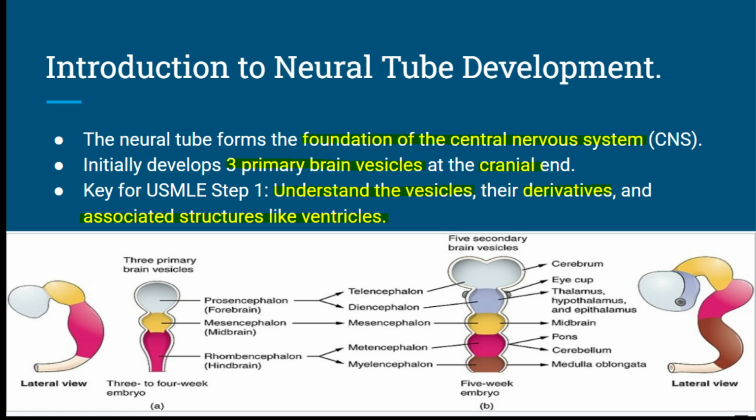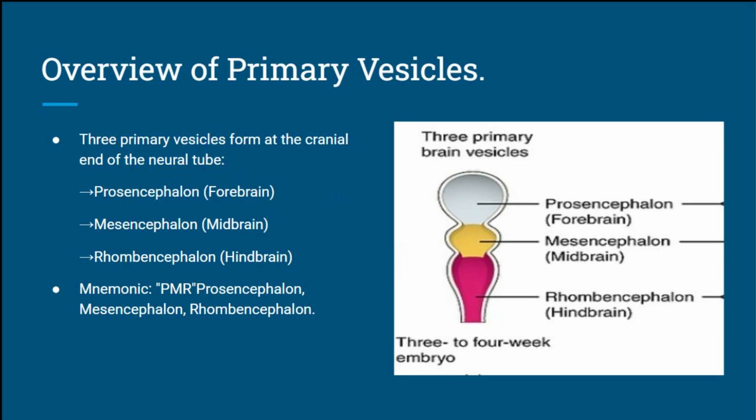Today we are diving into how the neural tube forms the brain and spinal cord, focusing on the primary vesicles, their derivatives, and key structures like ventricles. This is high yield for Step 1 because they love to test developmental defects and their anatomical signs and origins. Let's break it down step by step so you can confidently tackle those questions and maybe even impress your attending on rounds. Alright, let's start with the basics.